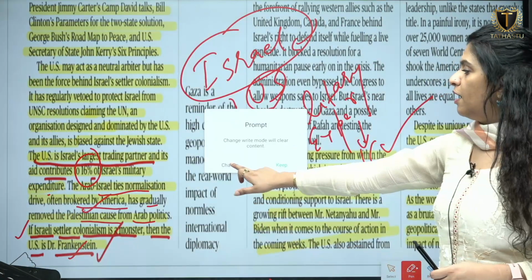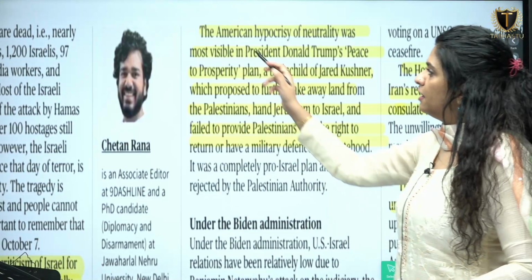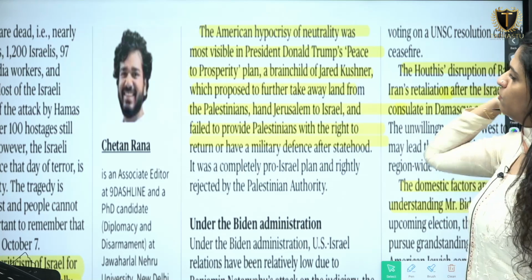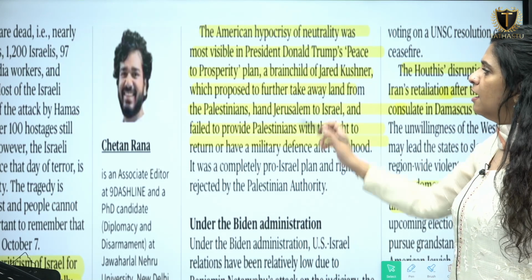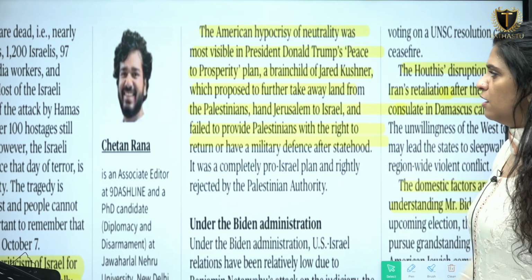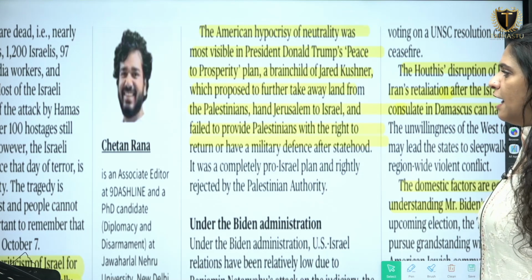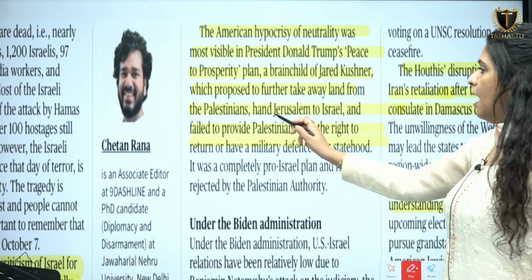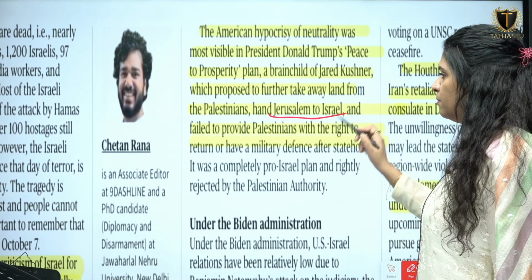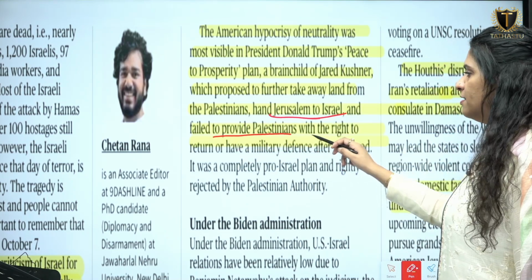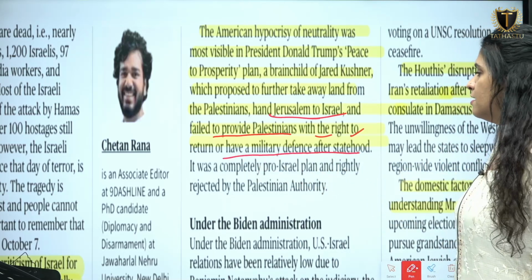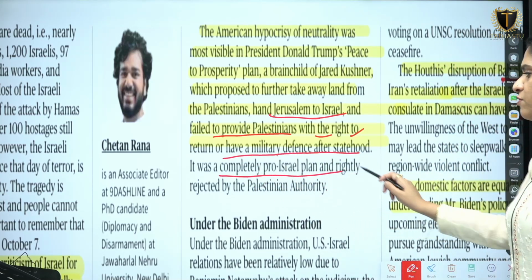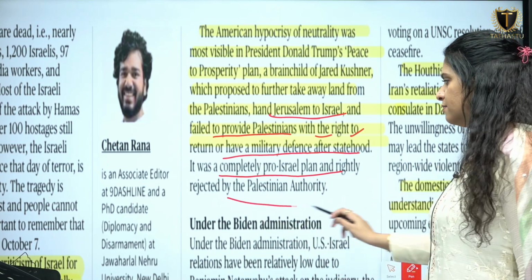So we are talking about America's hypocrisy in the name of neutrality. American hypocrisy of neutrality was visible in President Donald Trump's Peace to Prosperity Plan, a brainchild of Jared Kushner, which proposed to further take away land from Palestine and hand Jerusalem to Israel, and failed to provide Palestinians with the right to return or have a military defense after statehood. It was a completely pro-Israel plan and rightly rejected by the Palestinian Authority.